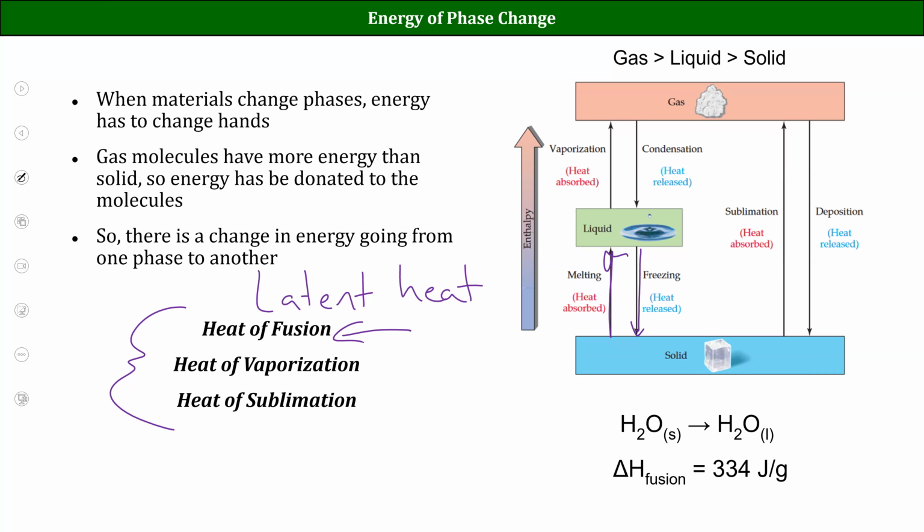And vaporization is the same way. When you boil water, you're putting more energy into it to put it into the higher energy state, even if it's at the same temperature. When water condenses, it's going to give away energy to the surroundings.